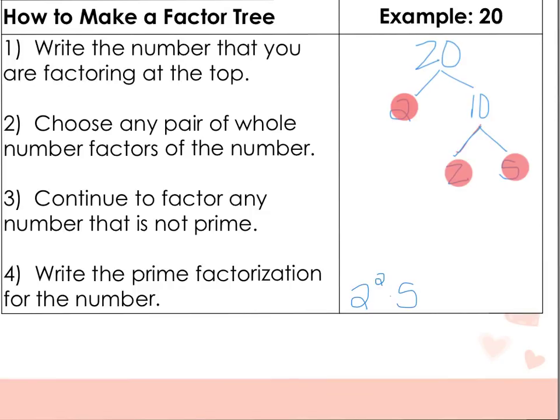Now again, let me just show you another way you could have done this as well. If you start with 20, you may have said, hey, 4 and 5 multiply to 20. 5 is prime, but 4 is not, so you break it apart. So notice that you would come up with the exact same answer no matter which way you did it. As long as you know your math facts, you're going to come up with the exact same answer, no matter which way you wrote it.